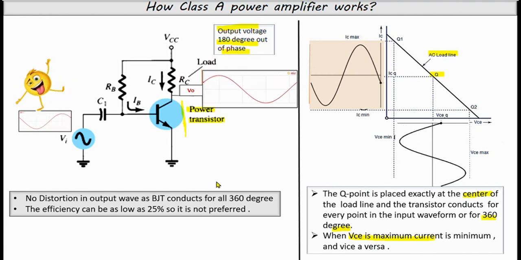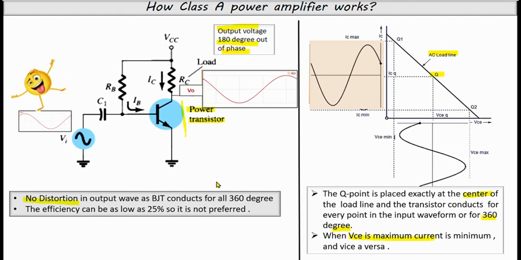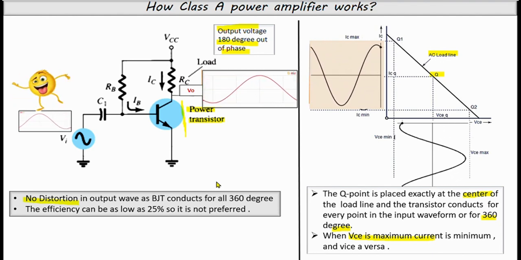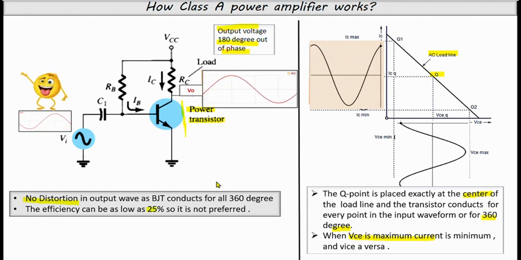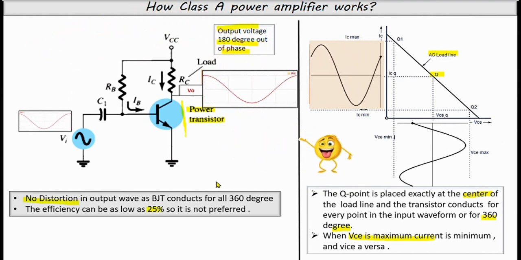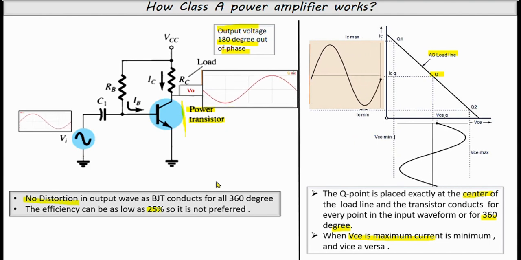So the advantage is that there is no distortion. You can say that the output is a clear, whole sine wave, so there is no distortion. But the problem is it has low power efficiency, up to 25%. In the next slides we will see how efficiency is calculated.